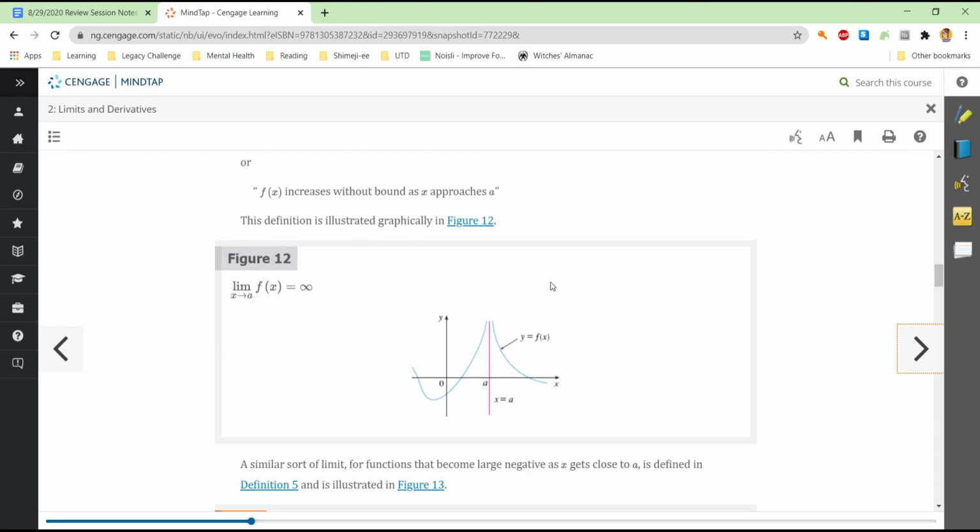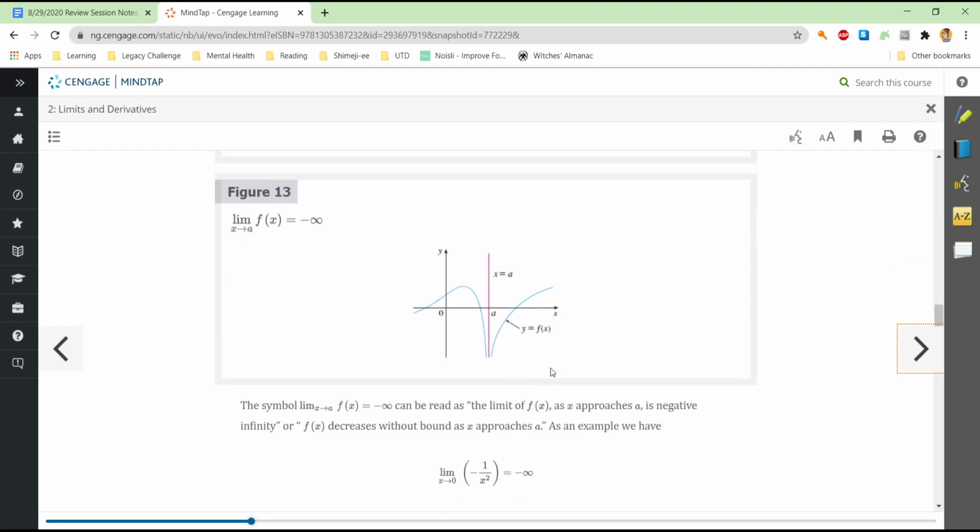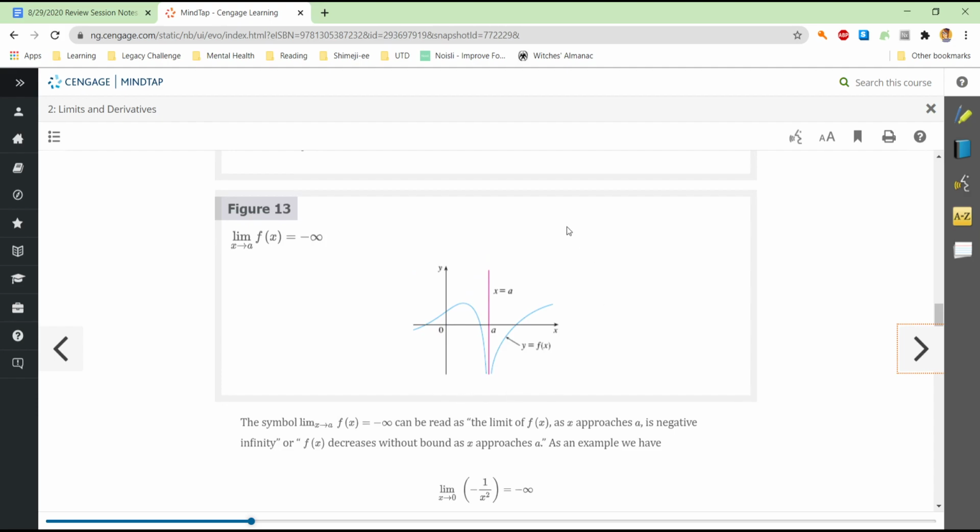You can see here as well that it's still going all the way to infinity, and we have this vertical asymptote in the middle where x is actually equal to a, because x is not defined at a. You can also do the opposite where it's negative infinity.